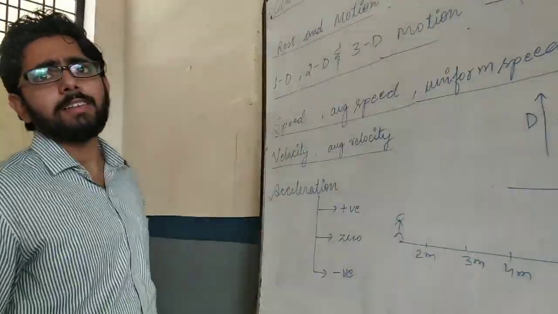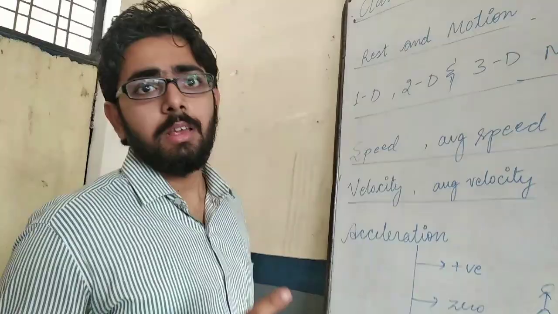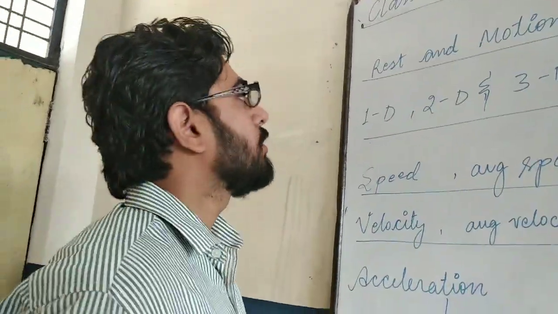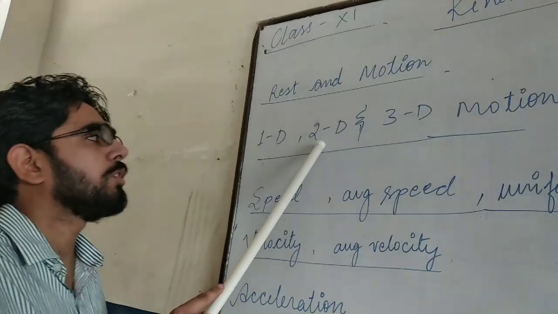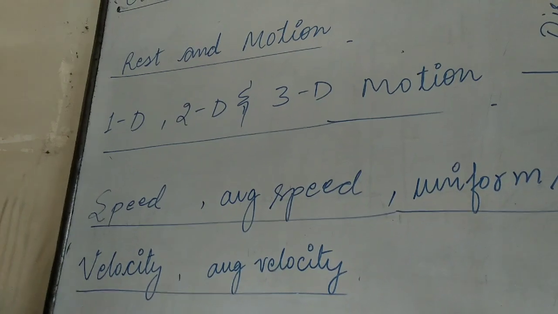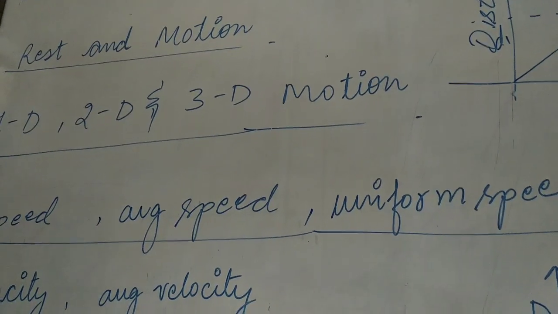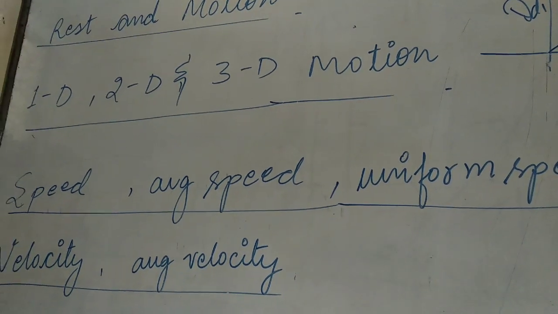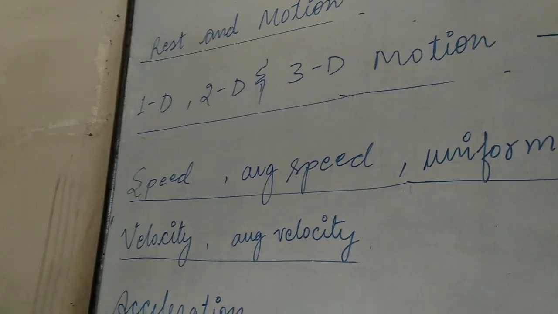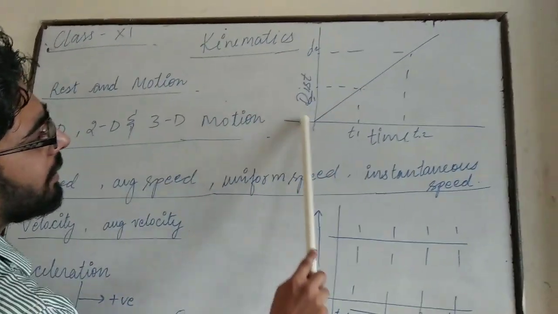So a single coordinate axis is required, but when we require two coordinate axes, say x and y, that is motion in a plane. That is called two-dimensional motion or 2D motion. Now we come to three-dimensional motion, when three coordinate axes are required to analyze a motion. Okay. In every motion, by considering this graph, we can understand.